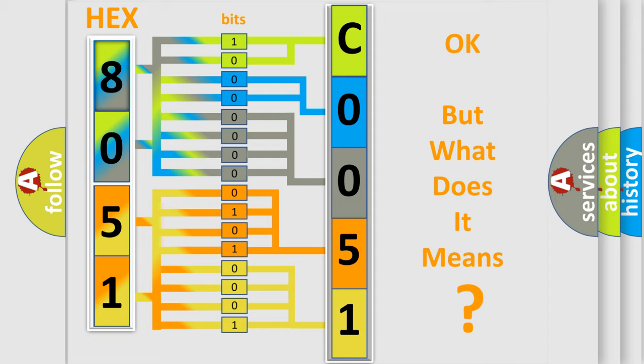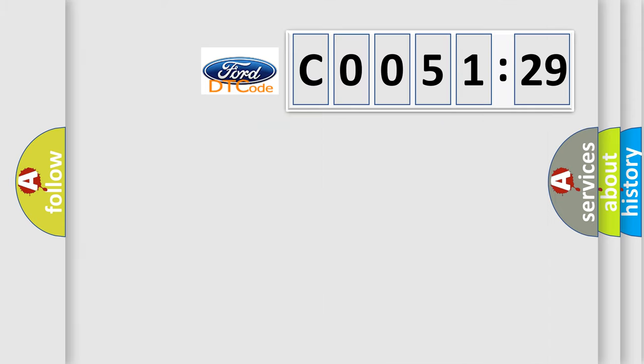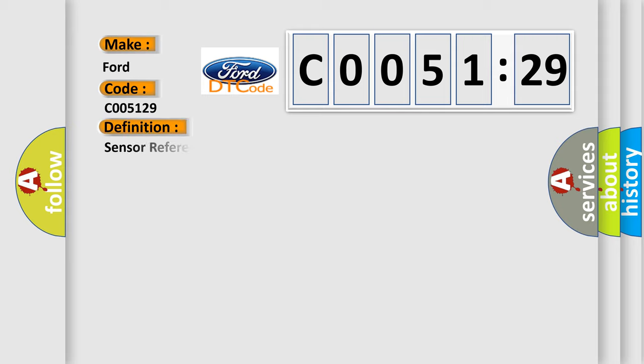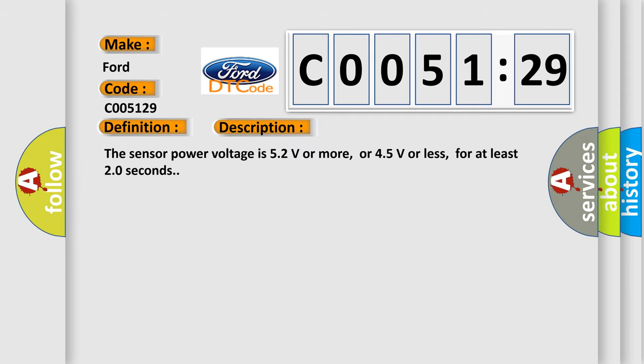The number itself does not make sense to us if we cannot assign information to what it actually expresses. So, what does the Diagnostic Trouble Code C0051-29 interpret specifically for Infiniti car manufacturers? The basic definition is sensor reference voltage B malfunction. And now this is a short description of this DTC code. The sensor power voltage is 5.2 volts or more, or 4.5 volts or less, for at least 20 seconds.